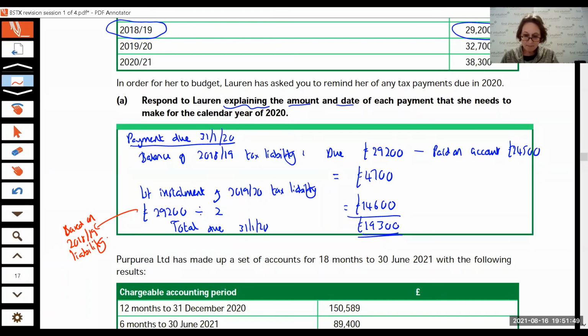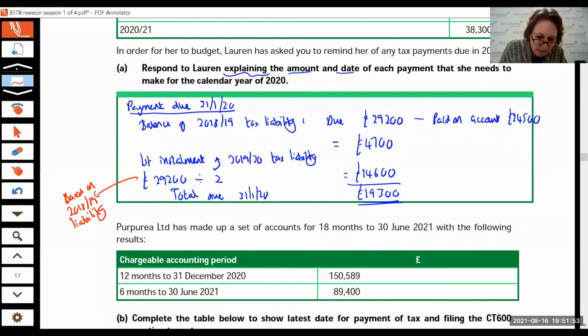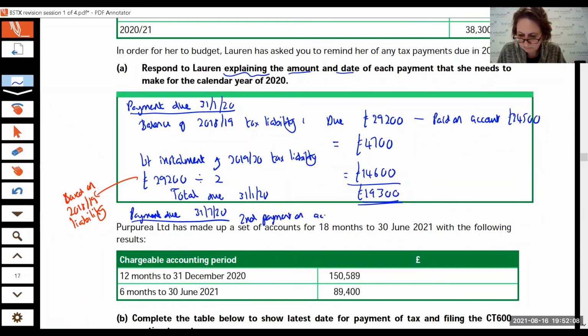Okay, nearly there. I would just finish off, although I've run out of room. See if we can just add it into the bottom here. My payment due in July 20 would be the second payment on account. If I've explained it already in the first part of the question, it doesn't need a huge explanation again. I just need to say it's that 14,600.